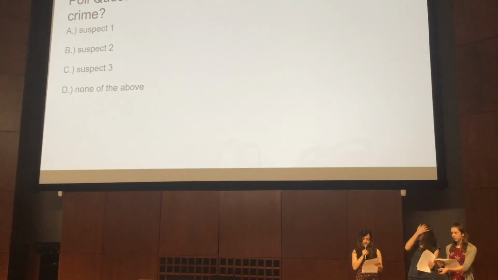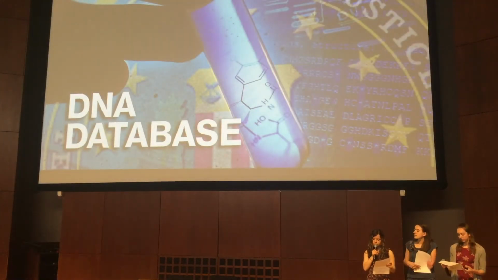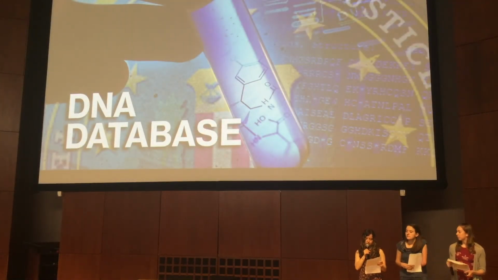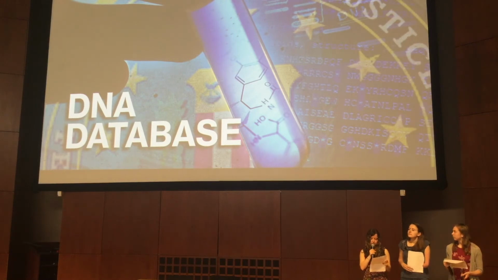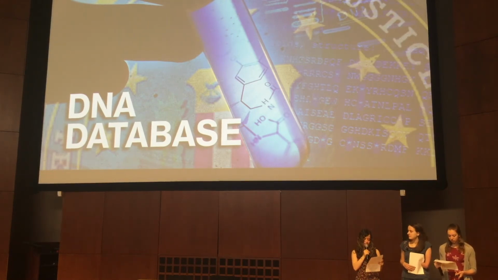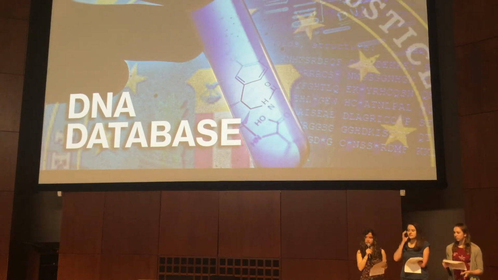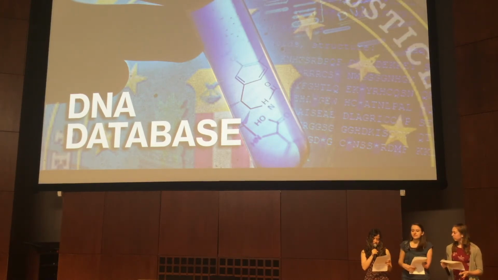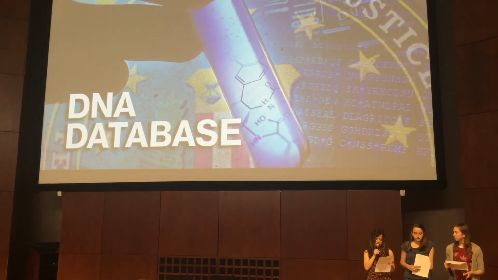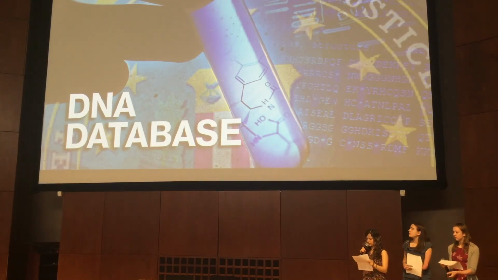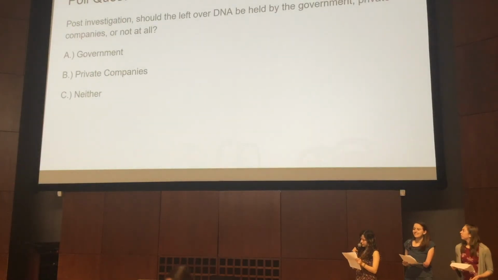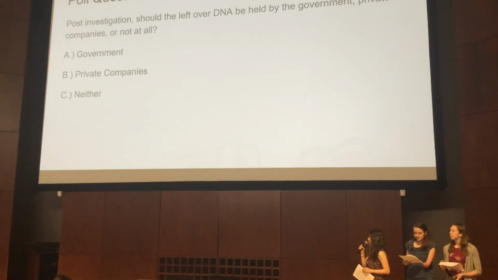Now that we have identified the guilty suspect, we will go into briefly discussing ethics related to what happens to DNA once it's collected. The question is, who should be in charge of storing DNA, not only from crimes, but also from people who immigrate to the United States? DNA is collected from immigrants for purposes of identifying family relations. The question is, which is our next poll question, should DNA be held by private firms or governments?